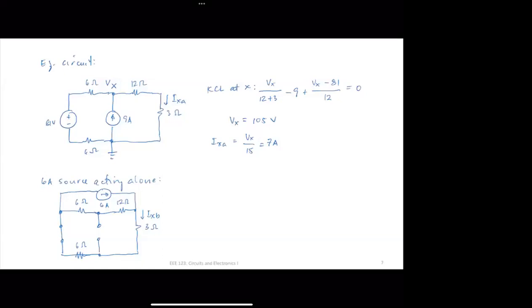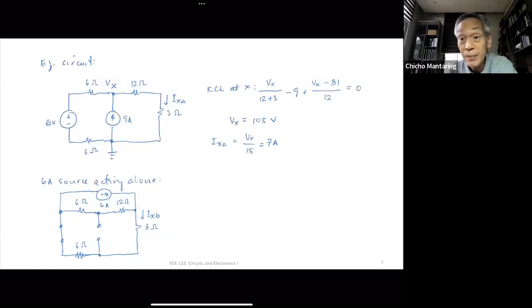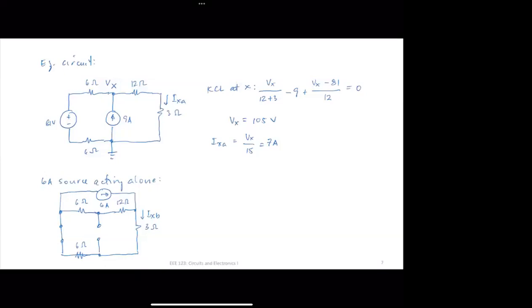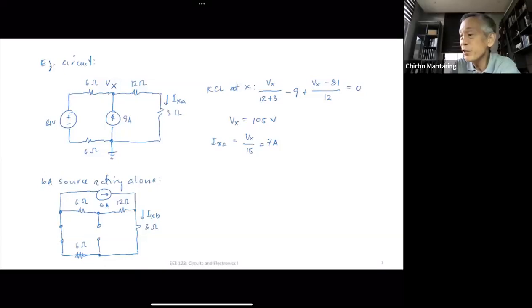Sige, anybody else? What technique can I use to compute for IXB? Sige, Ruben. Yes? Sir, is it current division? That's right. You can use current division because these two are in series, right?